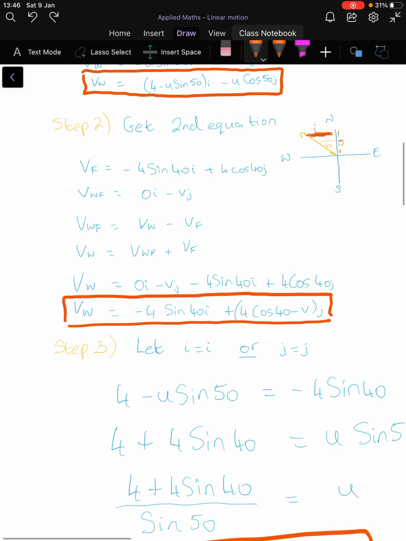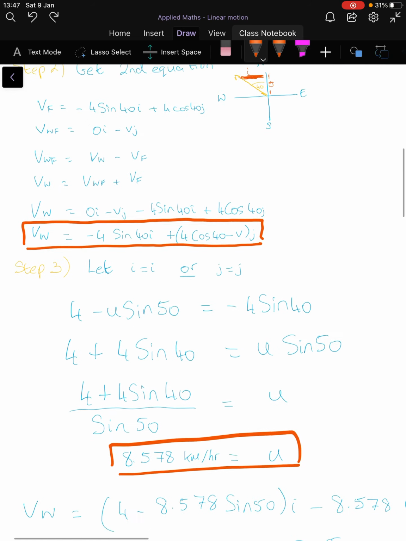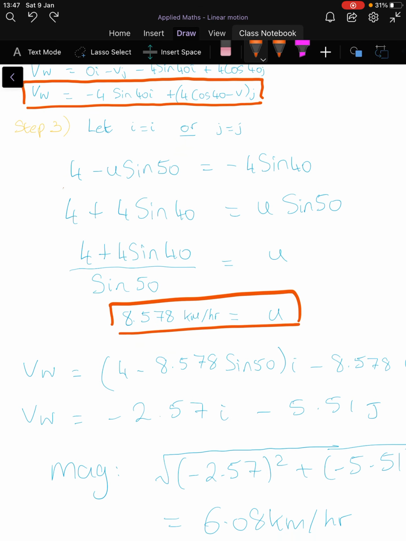So that when I do that, I have my 4 minus u sine 50 equals minus 4 sine 40. Leaving out the i's, that's just telling us which ones to match with. That's this bit here. I'm going to just move stuff around. I want to get u equals, so I move this to the right hand side, it becomes a plus. I move this to the left hand side, it also becomes a plus. I then divide across by sine 50.